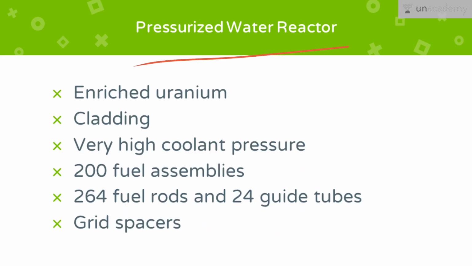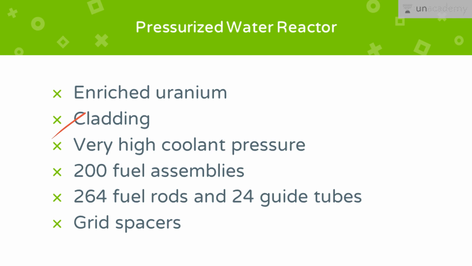The fuel in the pressurized water reactors is slightly enriched uranium in the form of thin rods or plates. The cladding is either of stainless steel or zircaloy. Because of very high coolant pressure, the steel pressure vessel containing the core must be 20 to 25 centimeter thick.